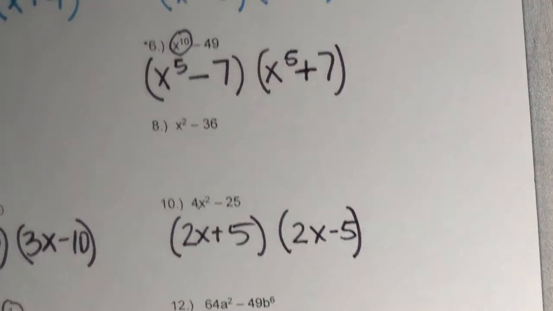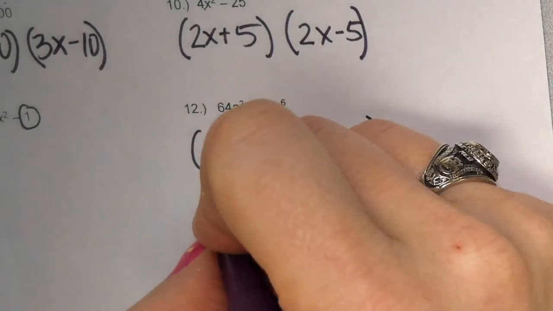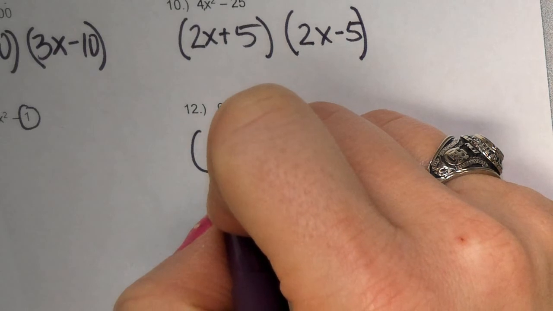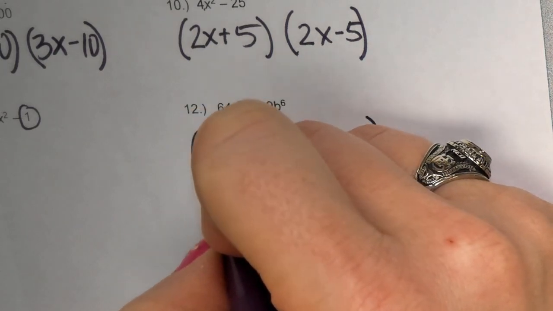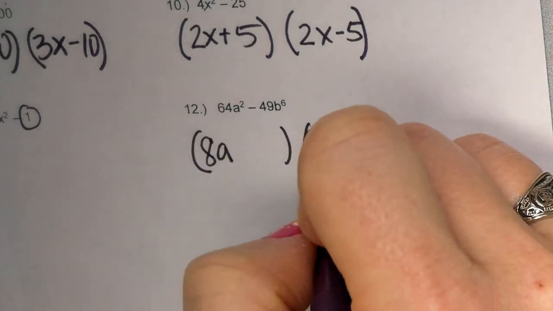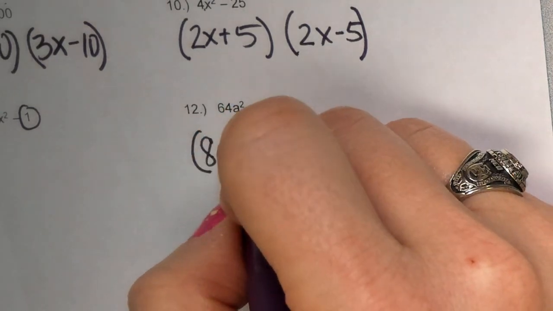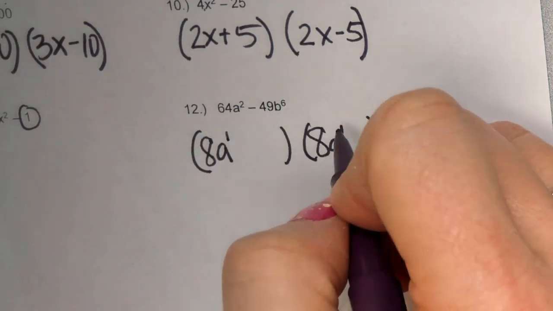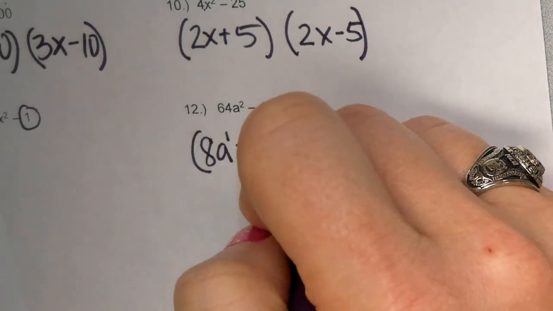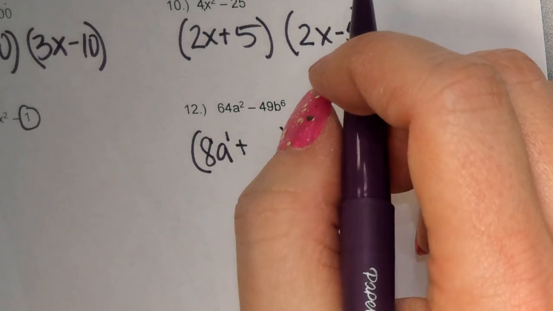So I'm going to move my camera down. What times what equals 64a squared? 8a. Hopefully you said that. 8a times 8a is 64a squared because we add these a's together, and that's going to give us a squared. Plus, minus, ooh, looky here.